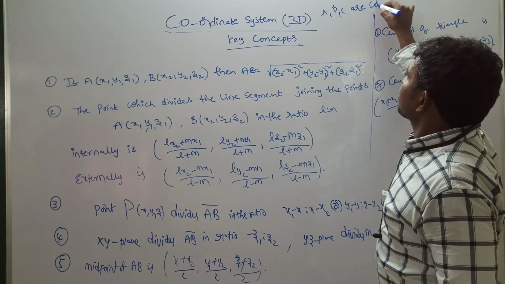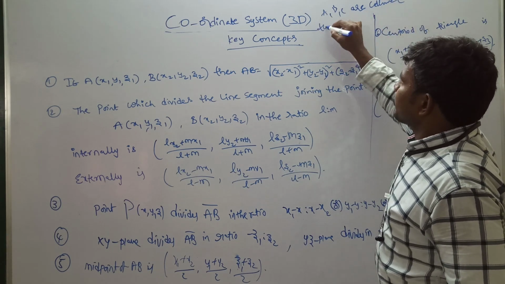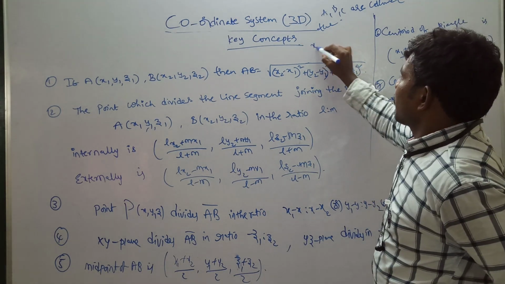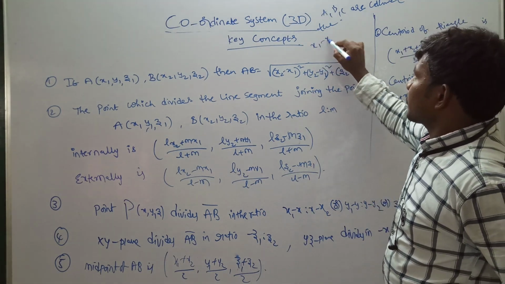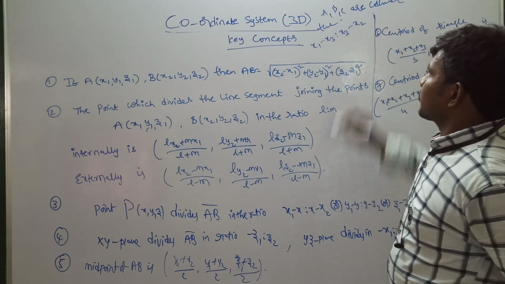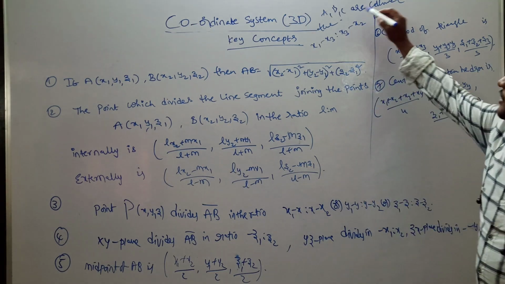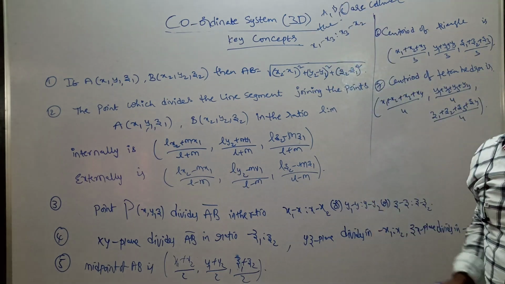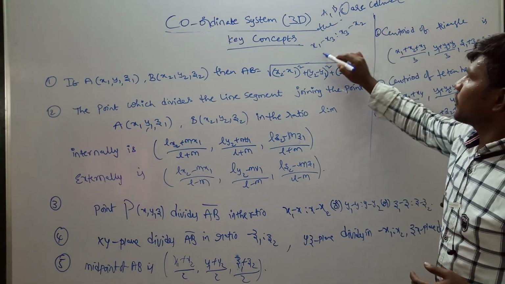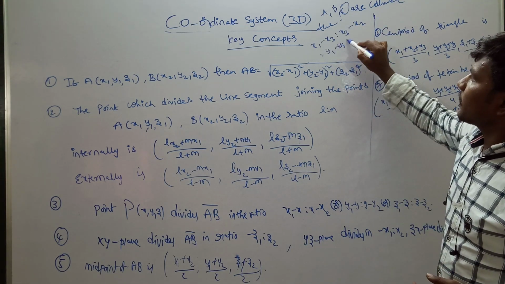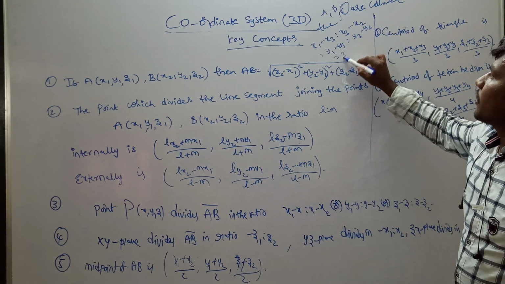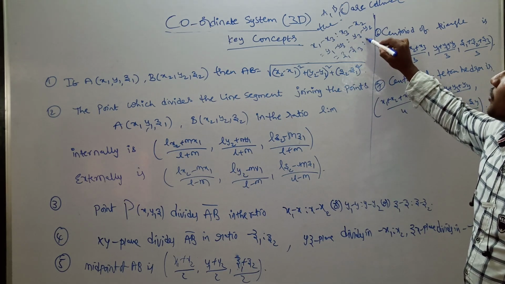If A, B, C are collinear, and C lies in between A and B, then x1 minus x3 is to x3 minus x2 is equal to y1 minus y3 is to y3 minus y2, which is equal to z1 minus z3 is to z3 minus z2.